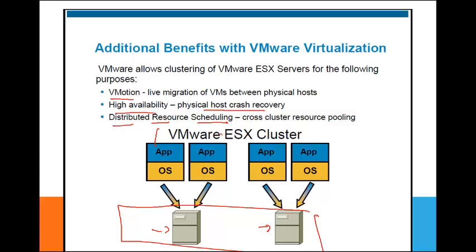As you already raised a question, if one of the hardware goes down, won't there be too much load here? Yes, but still you survive. That's cross cluster resource pooling. We have all these resources in one pool, and where one part of the pool goes down, still you get resource supply from the other part of the pool, which we call distributed resource scheduling.